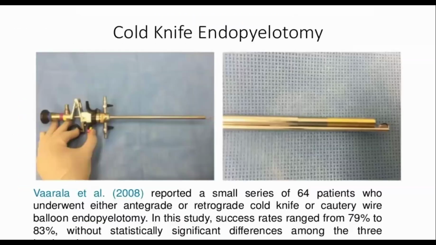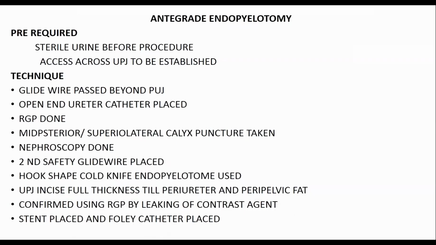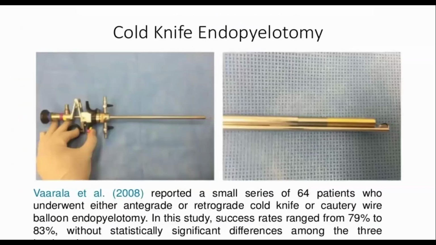It is like this, a hook-shaped cold knife. Under direct vision, the UPJ is incised full thickness till the periureteric fat and peripelvic fat is visible. This can be confirmed by doing an RGP, which will show the leakage of contrast. A stent and Foley catheter are then placed. This is a cold knife endopyelotome.